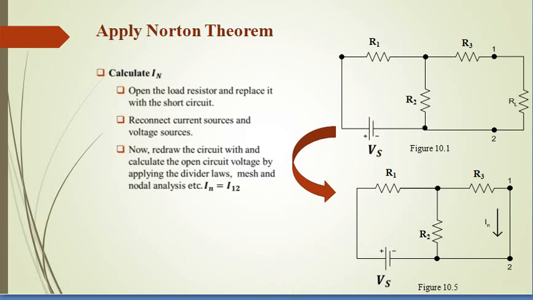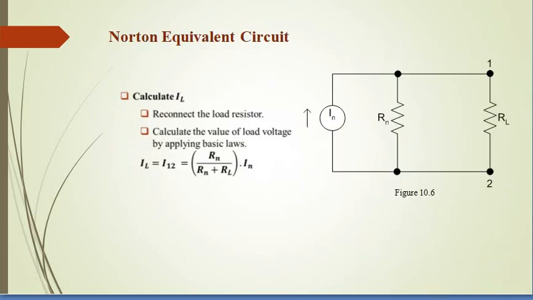After the calculation of the IN and the RN, again we are going to redraw the equivalent circuit. So here is the Norton equivalent circuit, in which we have an IN source. The value is already found in the previous slide, and this is the RN, which is equal to the R Thevenin, and it's parallel with the current source, and then we again reconnect the load resistance.